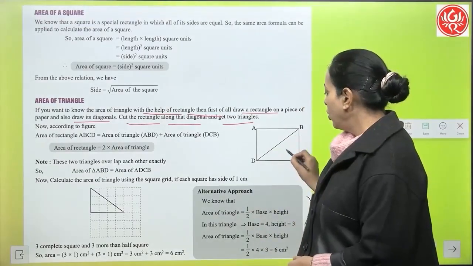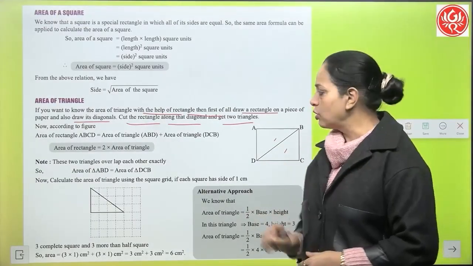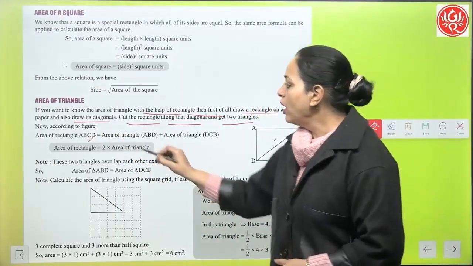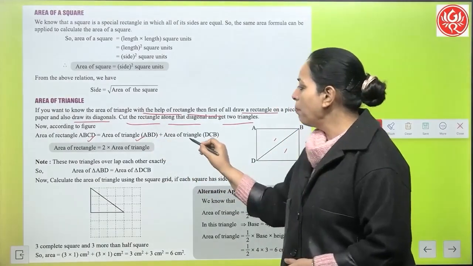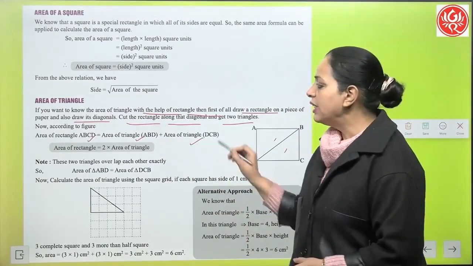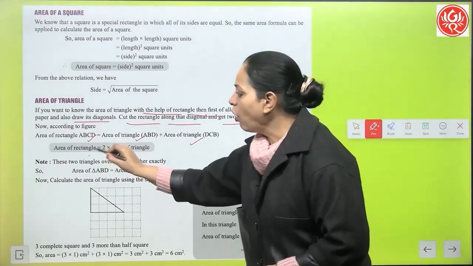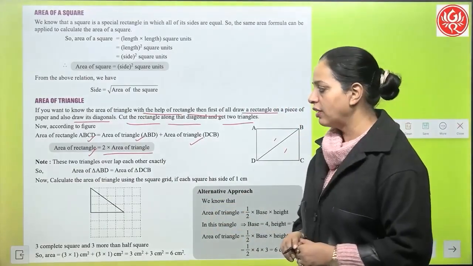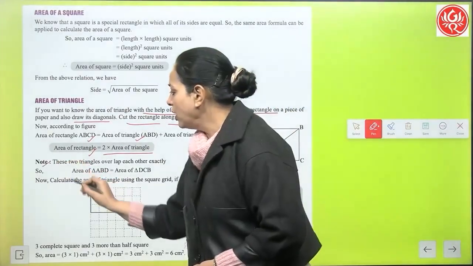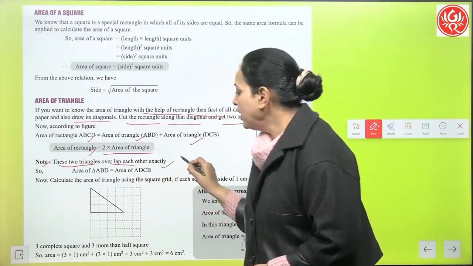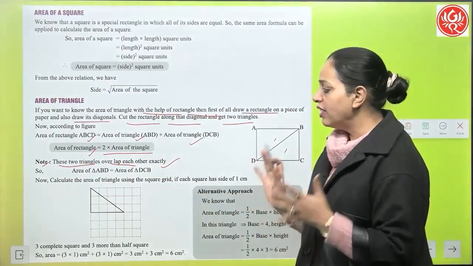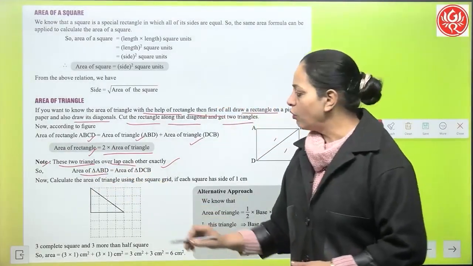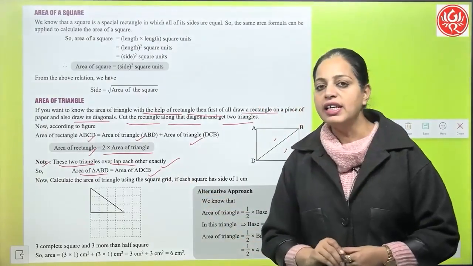So what are we getting? We are getting two triangles. So what can we write? Area of rectangle ABCD equals area of triangle ABD plus area of triangle DCB. It means area of rectangle is 2 times the area of triangle. Okay, so note this point. These two triangles overlap each other exactly, means their areas are same. So area of triangle ABD equals area of triangle DCB.